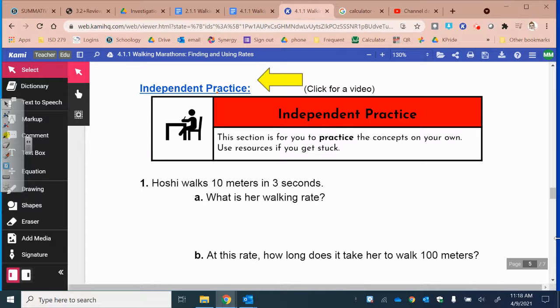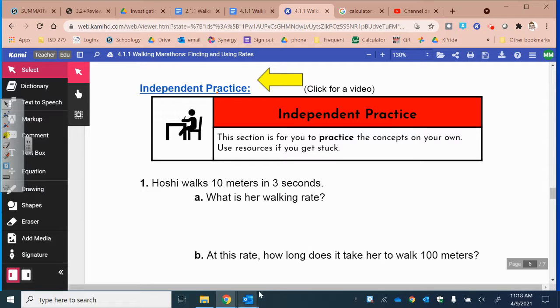The independent practice reviews much of the same things that we just did in our explore sections. So we did things about walking rate and how to calculate it. So please go back and use what you've already learned to answer these questions. But just a couple reminders.